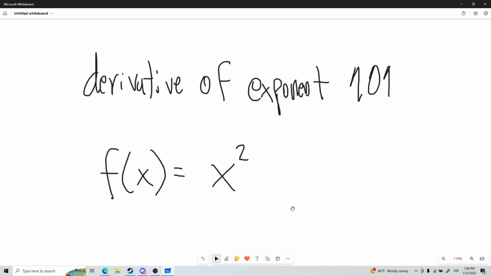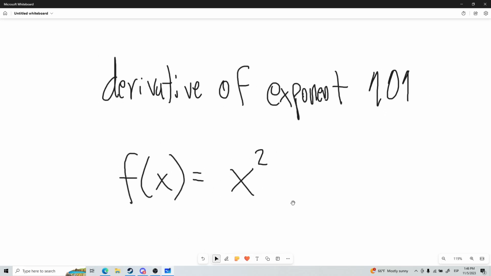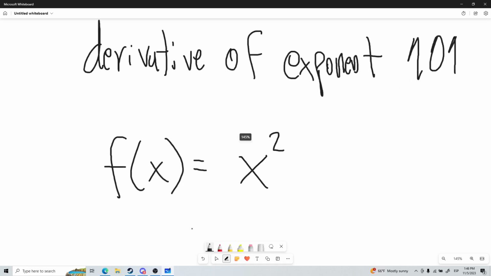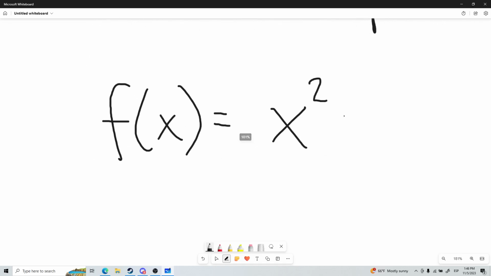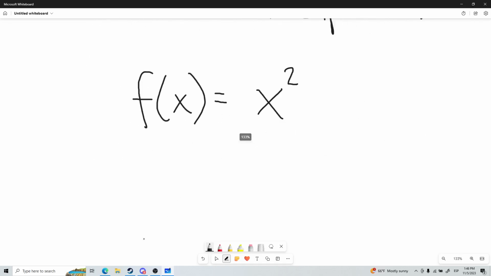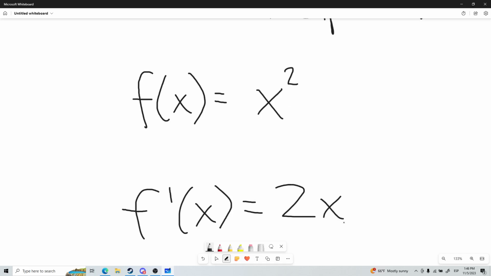All right, guys. So for the derivative of an exponent, I think it's fairly intuitive. Once you look into it, you're going to see that it's kind of easy. So let's say I have f of x equals x squared. When you do the derivative, and for now I'm just going to show you the answer, you end up with 2x.